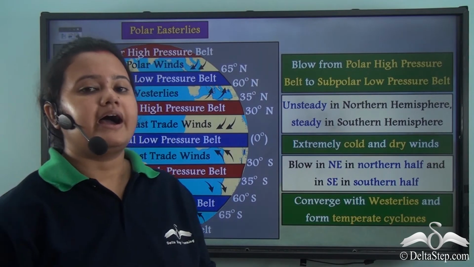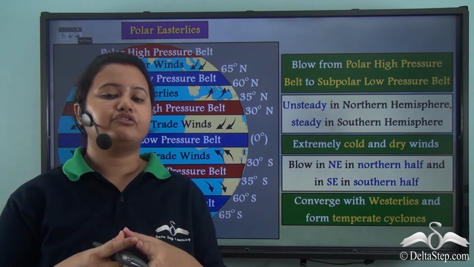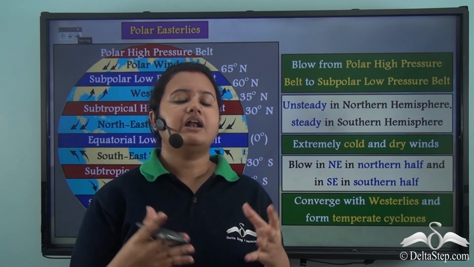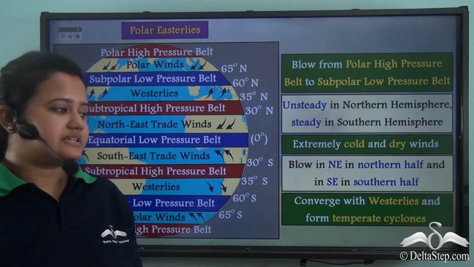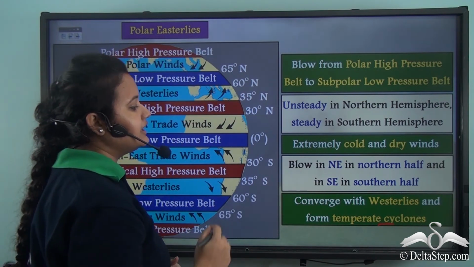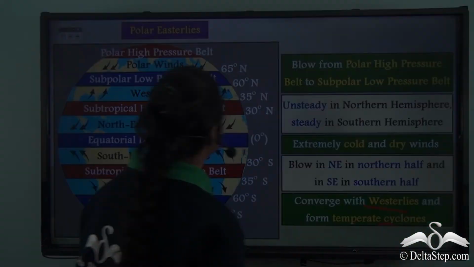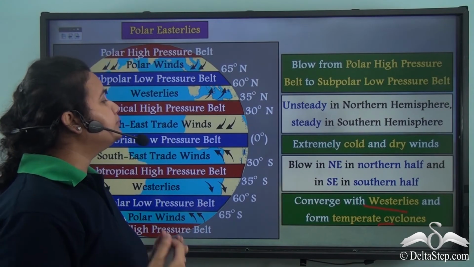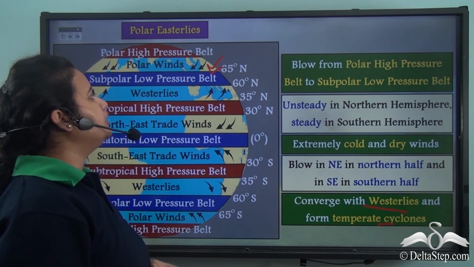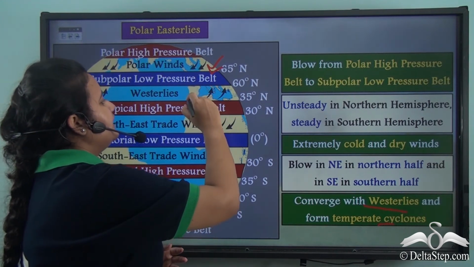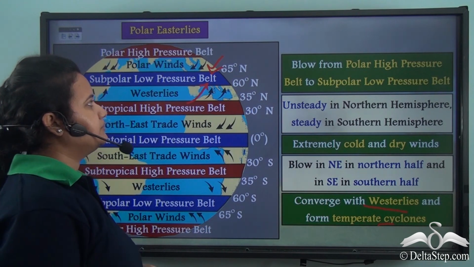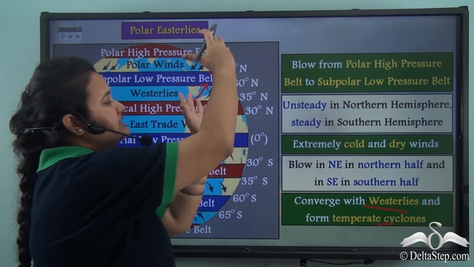Now, if you remember, I mentioned that westerlies are frequently interrupted or disturbed by cyclones. So westerlies are unsteady. Now, these cyclones occur because polar winds converge with westerlies. In this picture, we can see that the polar winds are blowing from polar high pressure belt to subpolar low pressure belt, and westerlies are coming from subtropical high pressure belt to subpolar low pressure belt. So in this region, both the winds converge.